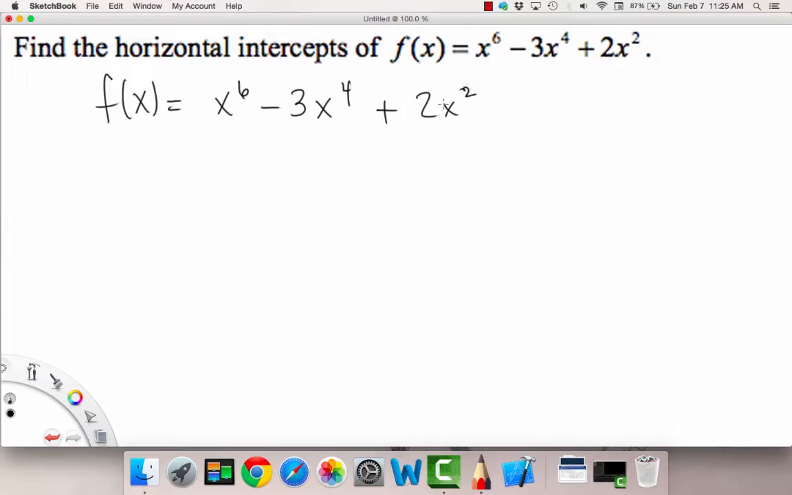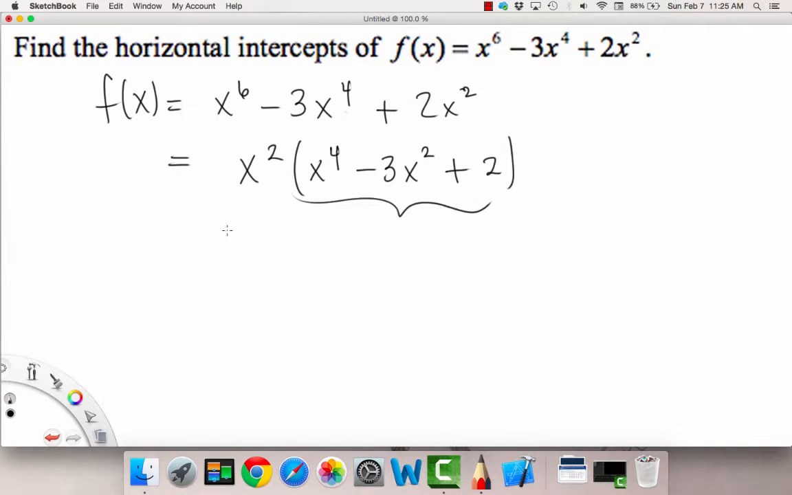Alright, so that's kind of intimidating, but we do see that there's a common factor in each of these terms. What we can do is pull out an x squared from each of these terms. So if we pull out an x squared in front, we get x to the 4th left behind for the first term, a negative 3x squared left behind for the middle term, and a plus 2 left behind there, okay? So this looks a little bit simpler than what we started off with, but still, this guy in parentheses looks a little bit intimidating.